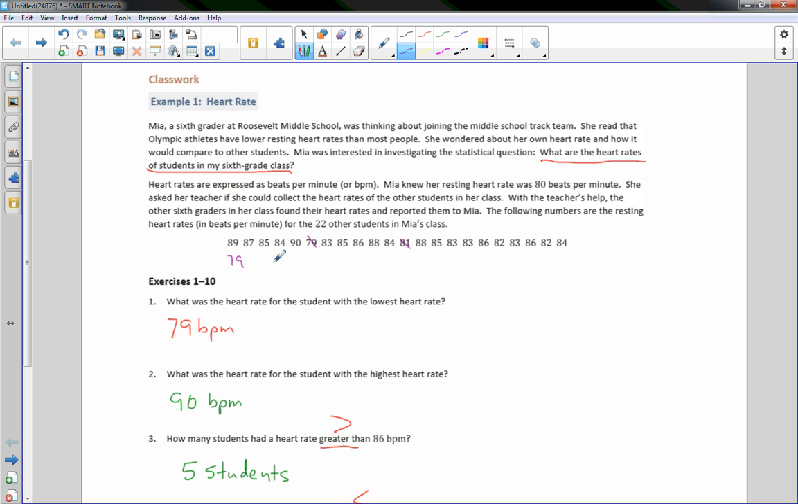Here's an 81. I will put that next. I don't see any. Here's an 82. Here's an 82. 83. 1, 2, 3, 4 83s. I'll write that 4 times. 84, 3 times. 85, 3 times.